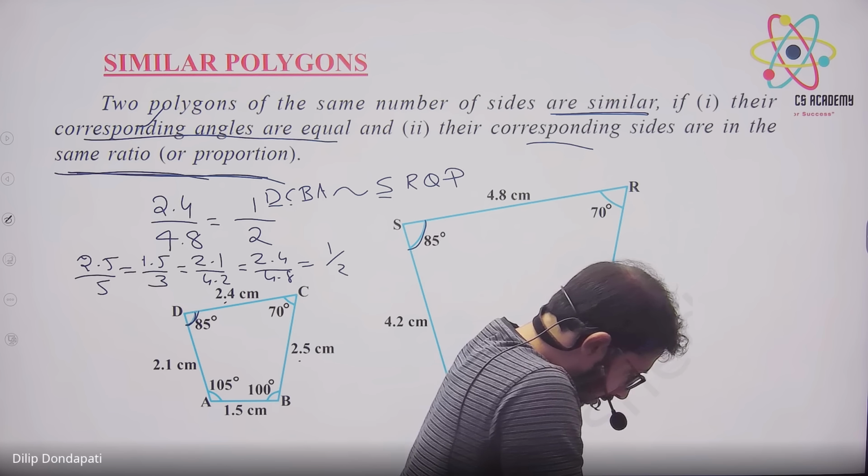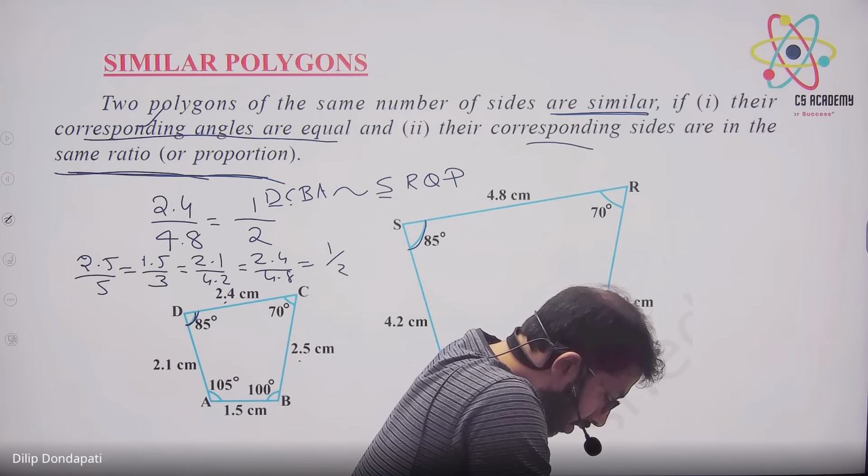And the third one: state whether the quadrilaterals are similar or not. Tell me whether they are similar or not. Third one. No, sir. Why? Because the angles are not equal. The second condition is important. Corresponding sides should be in the same proportion, and they are in the same proportion. But since the first condition is not satisfied, we should say they are not similar.